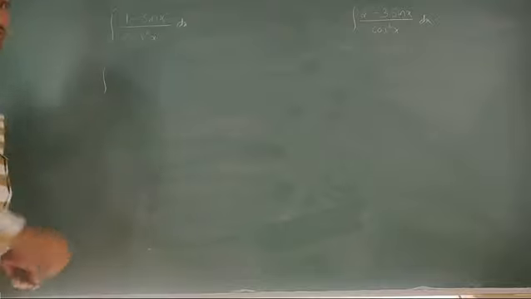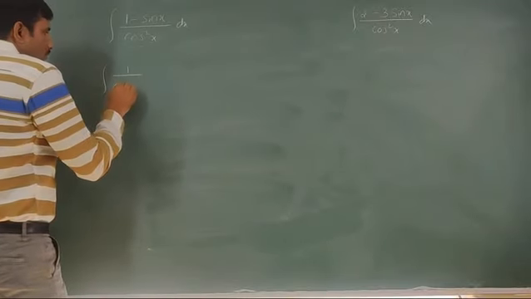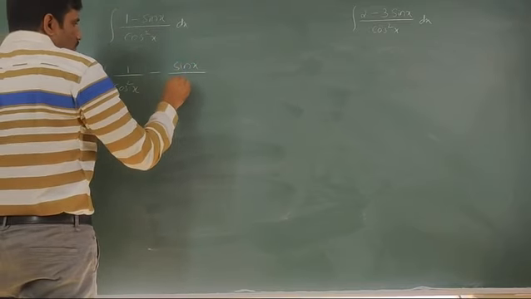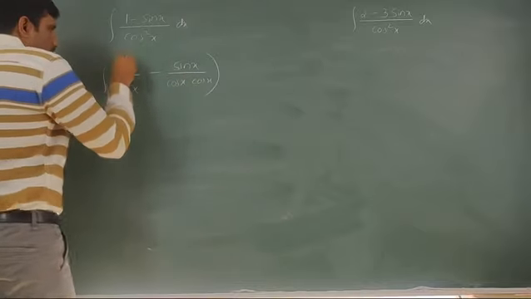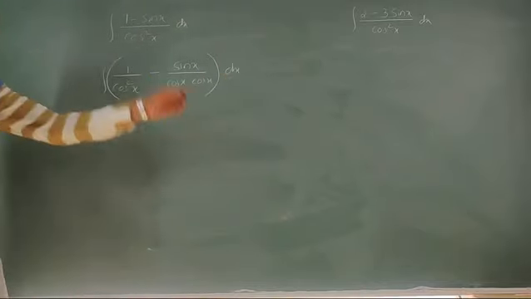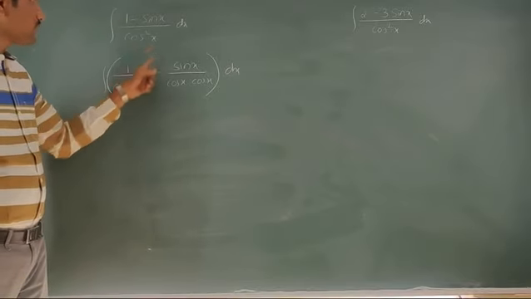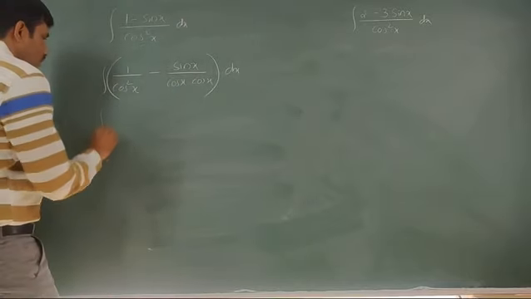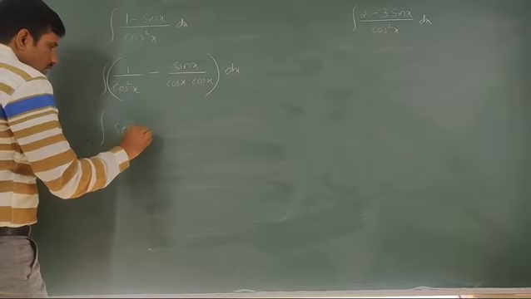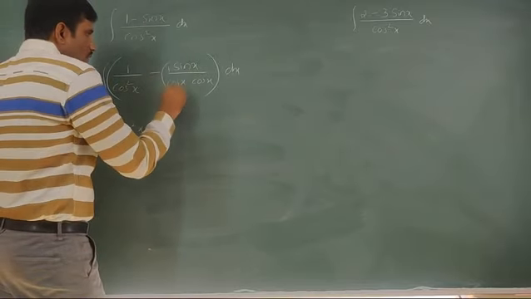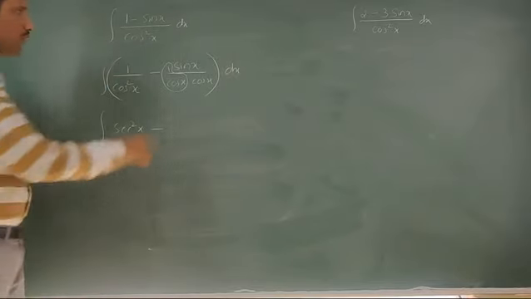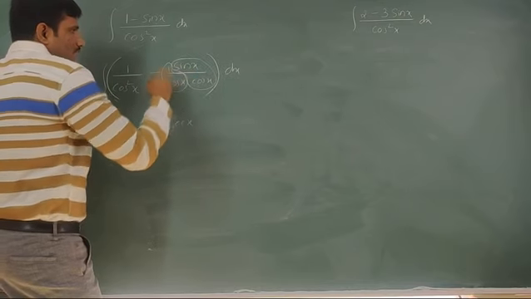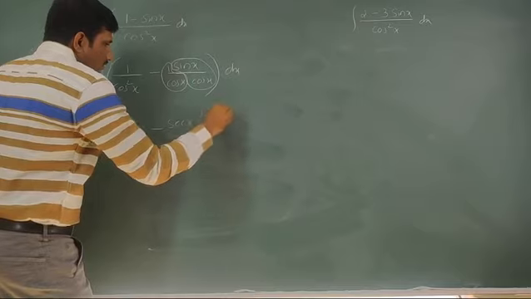Now, separate the terms. When you separate it, it becomes 1 by cos square x minus sin x divided by cos square x. That cos square x I can write as cos x into cos x. Is it clear, students? So 1 divided by cos square x is sec square x, minus sin x divided by cos x into cos x. 1 divided by cos x is sec x, and sin x by cos x is tan x.